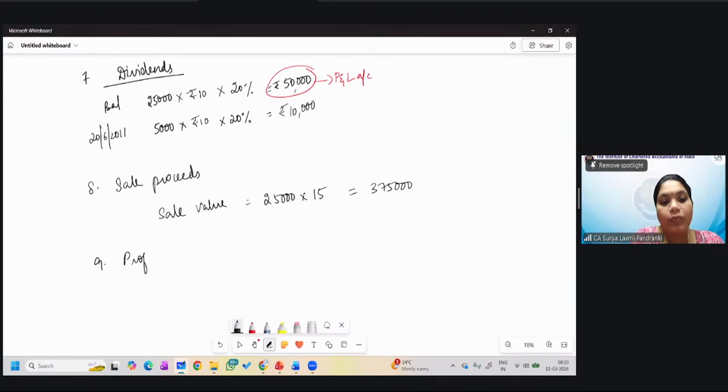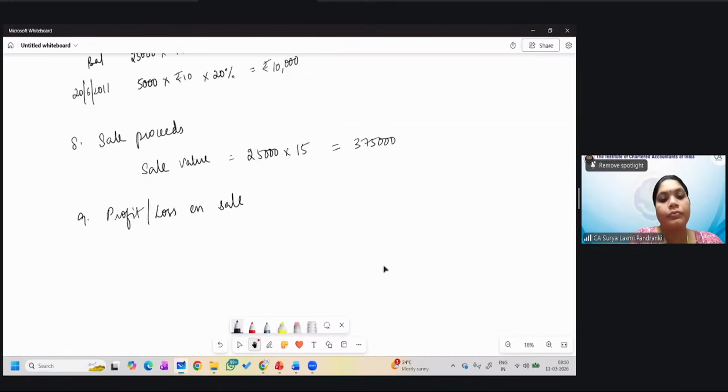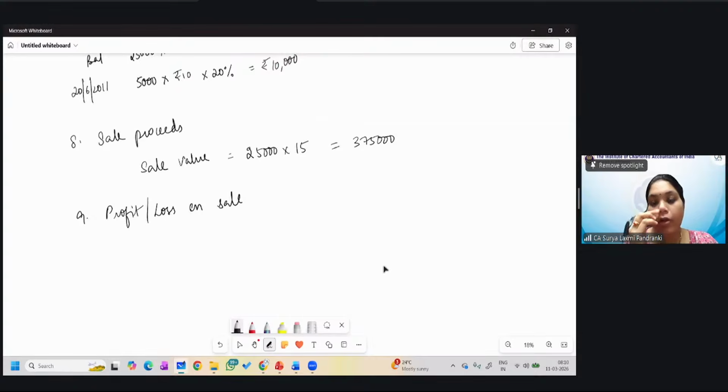Now, profit or loss on the sale. For calculating profit or loss on sale, what do we need? We will need cost. If you remember, sale proceeds minus cost is what we have done earlier also, right? Same way we will have to do it here also. For this, we will need cost. So how much is the cost? For calculating this cost of investment, you will have to take average of all of them, right?